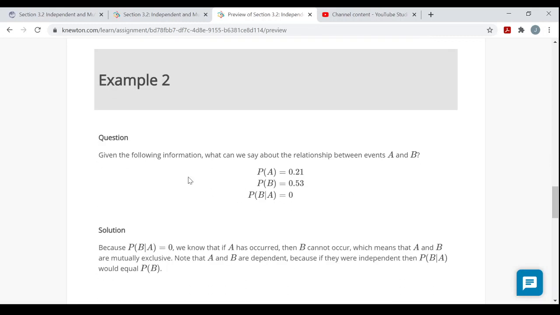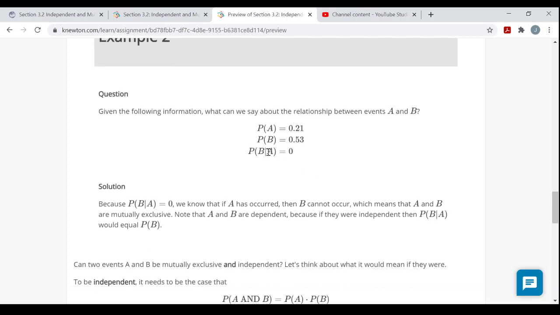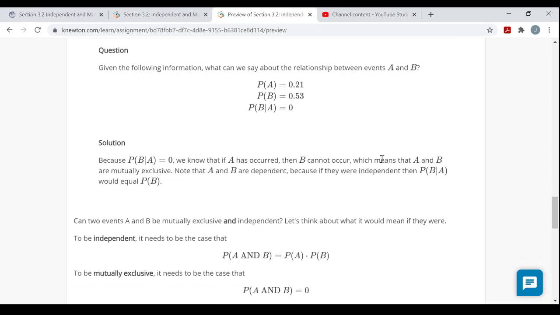All right, so a question related to that. An example: given the following information, what can we say about the relationship between events A and B? You see here, the probability of A occurring on its own is 21%. The probability of B occurring on its own is 53%. The probability that B happens if A has already happened is 0. That means that A and B can't happen at the same time. That means that A and B are mutually exclusive. All right, so they're saying that here.